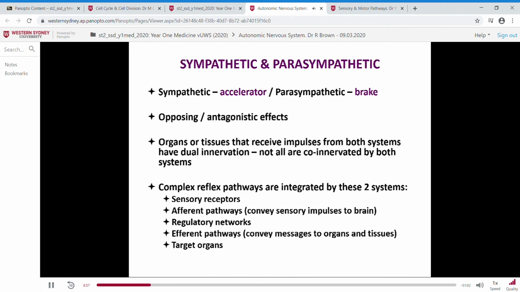And that's just what we said before, the complex reflex pathways integrated by the two systems. So you have the sensory receptors, the afferent pathways conveying the sensory impulses to the brain, the regulatory networks inside the central nervous system, and then the efferent pathways, which come out and convey the message to those organs and tissues and then to the target organs.